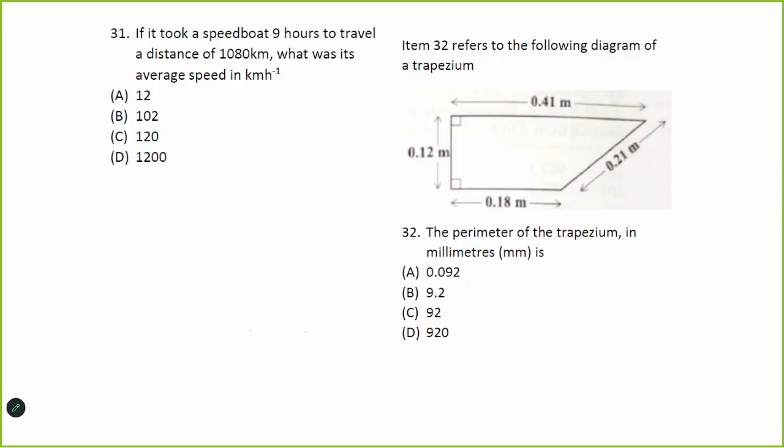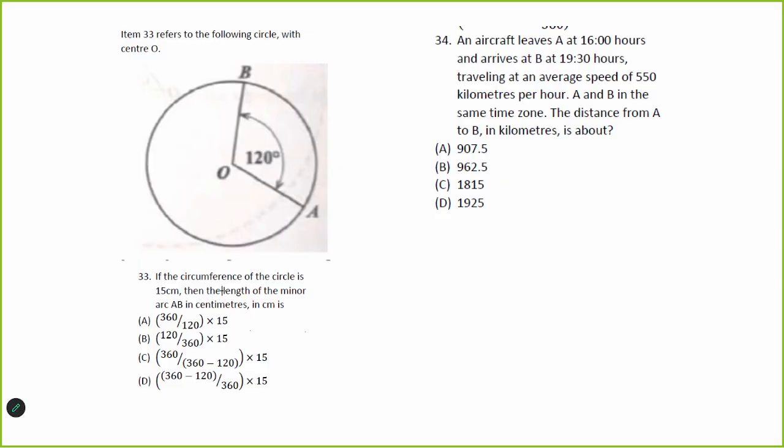Let's look at January. This one here was 120, this one here was 920, this one here is, they ask for the length of the minor arc, that's 120 over 360 multiplied by 15. Right, this one here. Do you want to remember the answer for this one?